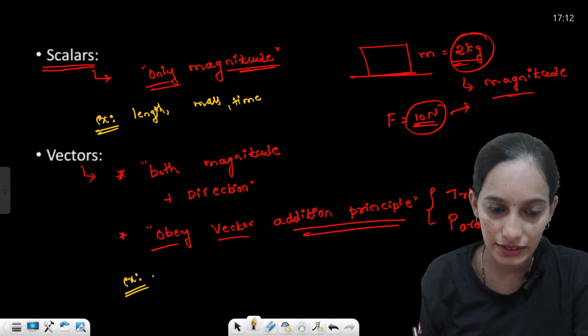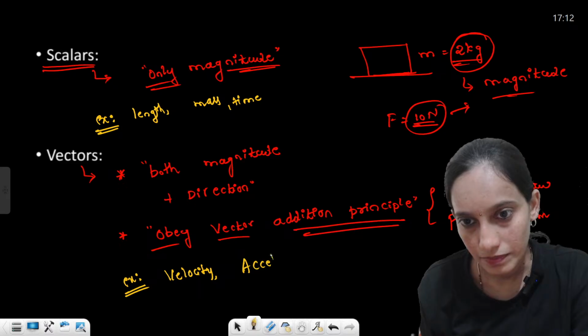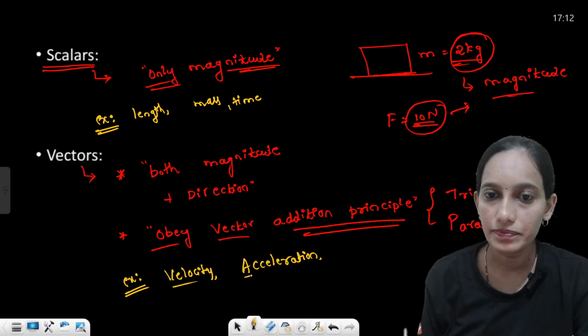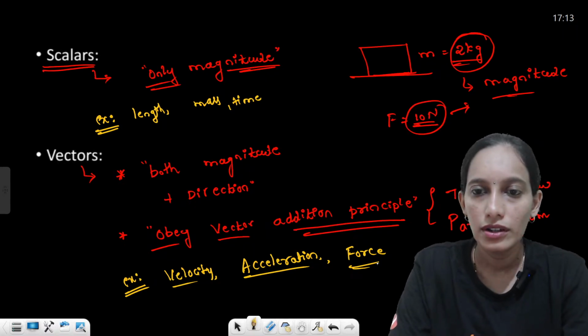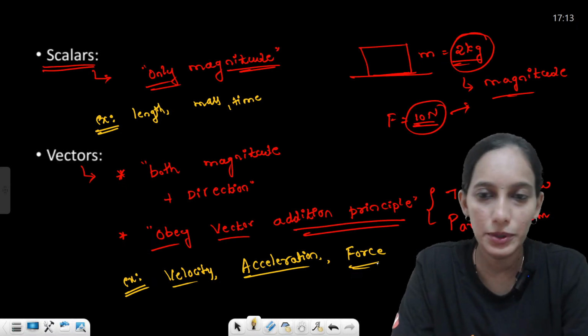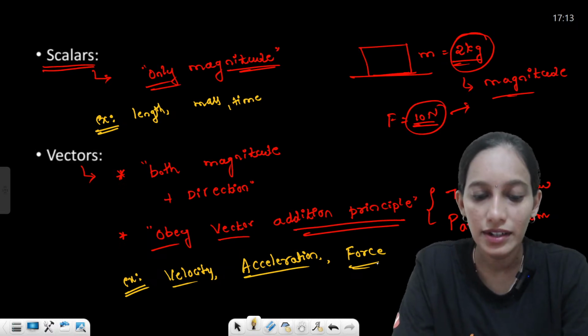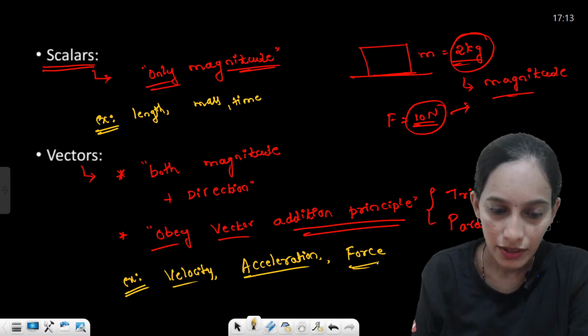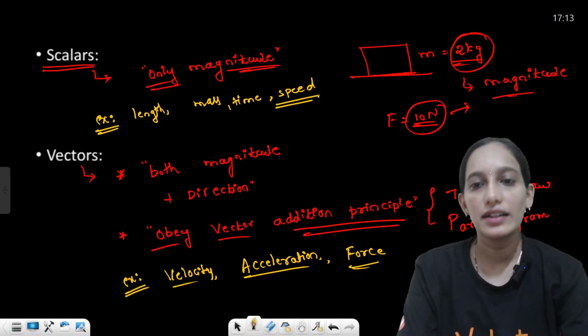Whereas for vectors, we have velocity, acceleration, and force, and many more. You can list whatever vectors you know now, and by the end of first PUC and second PUC you will come across many vector and scalar quantities. Speed is a scalar quantity, as somebody is saying.